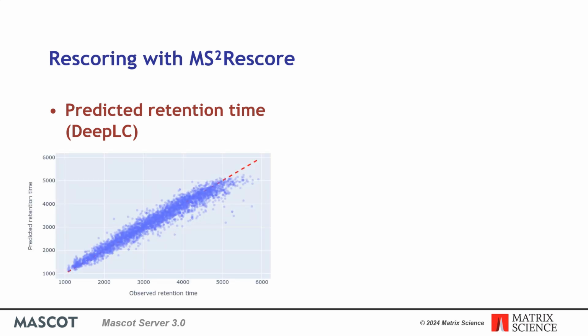This scatter plot shows observed versus predicted retention time for peptide matches at 1% false discovery rate. When the model is a good fit to your data, the predictions will fall on the diagonal line.